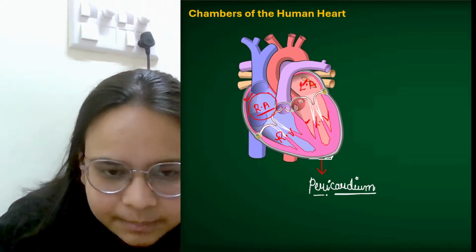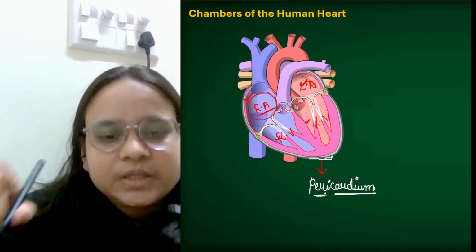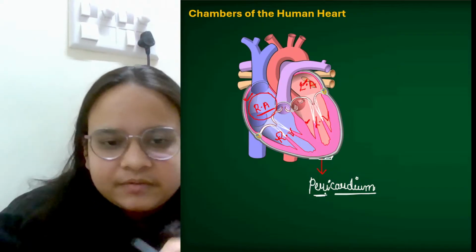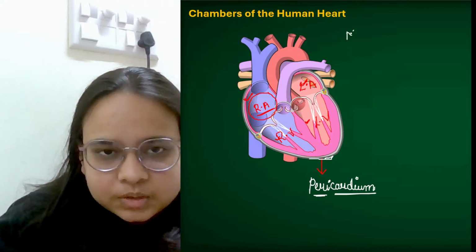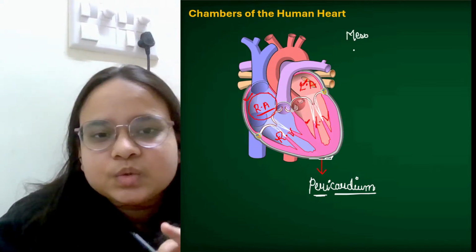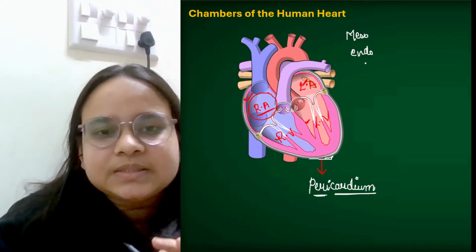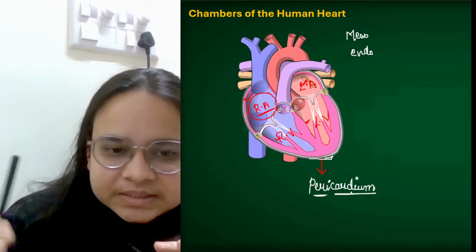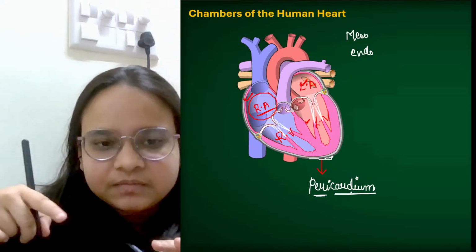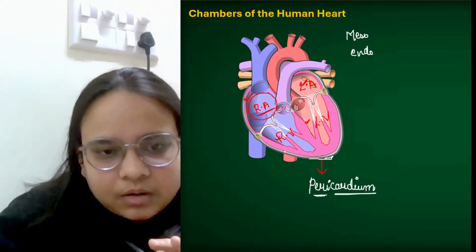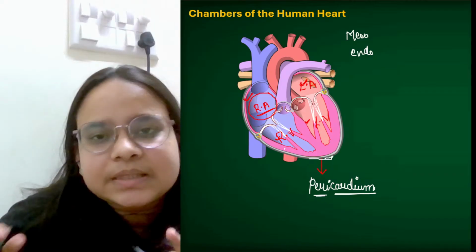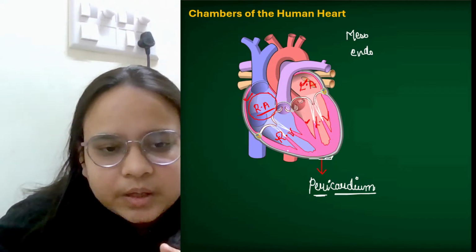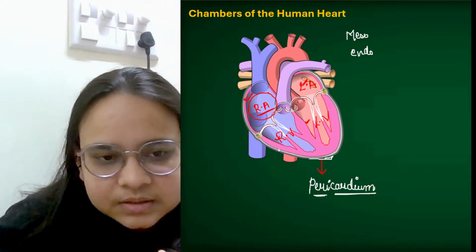What do we understand by peri? Peri means outer. If I use the word meso, it means middle, and if I use the word endo, it means inside. So pericardium is the outside wall of the heart. It is double walled, not a single wall. So in between, this is the inner wall.